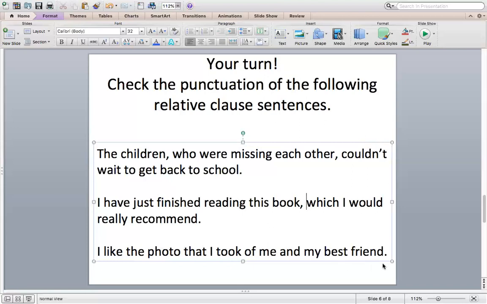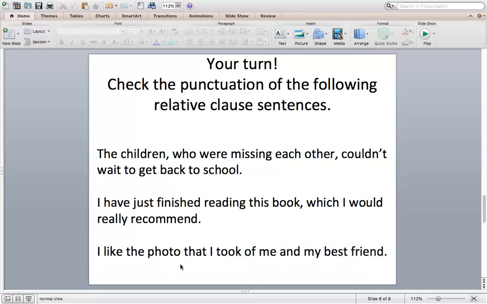Now, the last sentence, I like the photo that I took of me and my best friend. That is our relative pronoun. That I took of me and my best friend is our relative clause. I like the photo doesn't make sense on its own. Therefore, that I took of me and my best friend, this relative clause is essential, okay? We need it for it to make sense, so we don't put a comma. I like the photo that I took of me and my best friend.